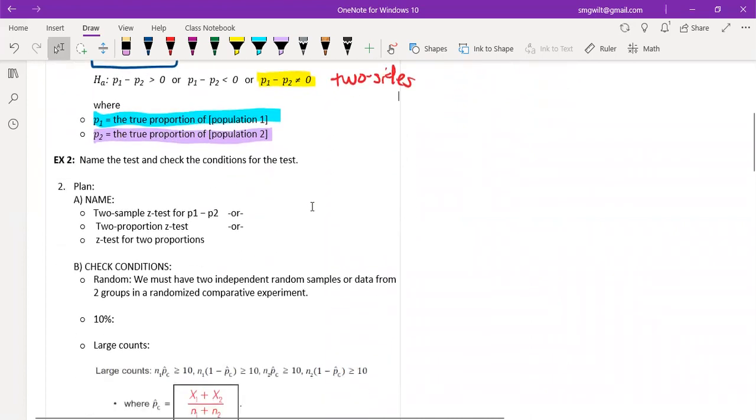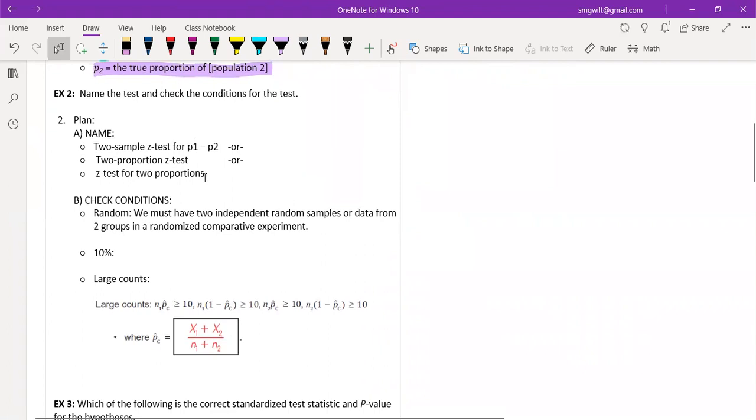Next, we're going to have to name the test and check the conditions. So remember that there's 3 different names for this test. So it's either a 2-sample Z for P1 minus P2, a 2-proportion Z test, or a Z test for 2 proportions. So if you have a question that asks you to name the test that you would use, it's one of these 3, nothing else.